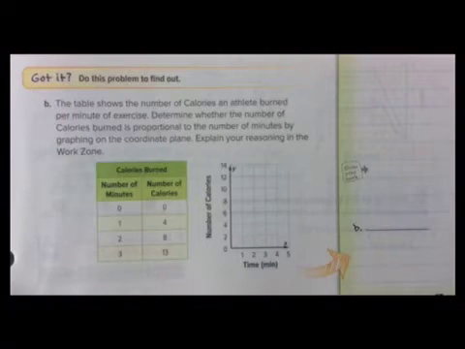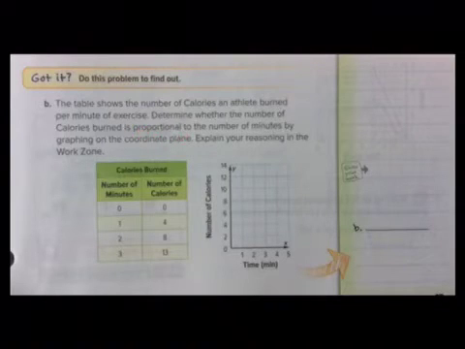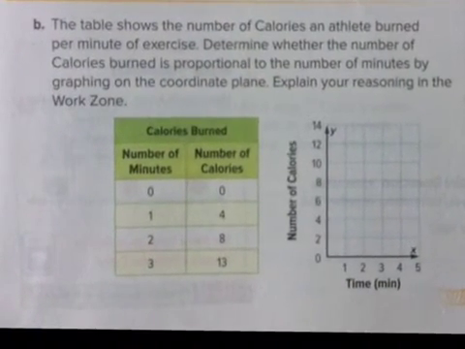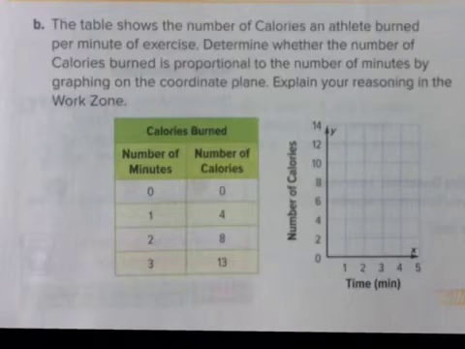Okay, let's continue to work with graphs and see if they're actually proportional or not. Let me zoom in and take a look at this one. This is page 47, question B. The table shows the number of calories an athlete burned per minute of exercise. Determine whether the number of calories burned is proportional to the number of minutes by graphing on the coordinate plane. Explain your reasoning in the work zone.